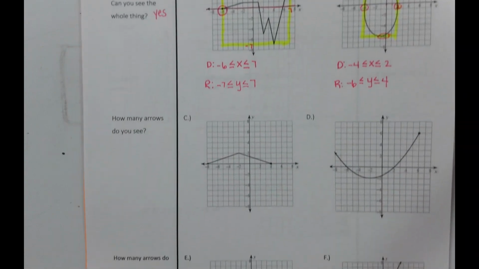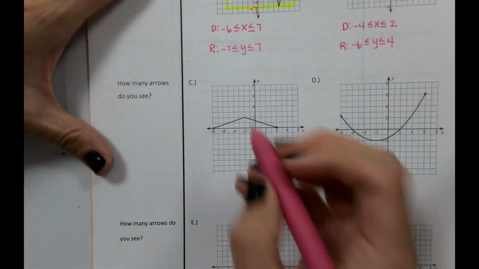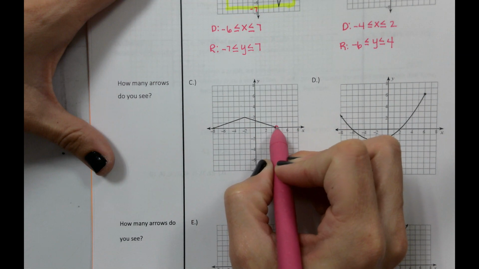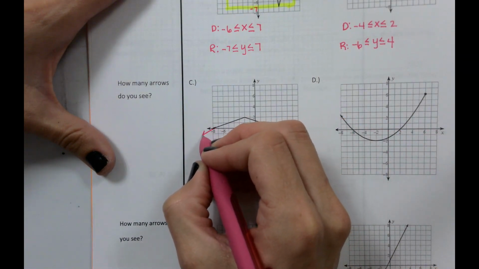Okay, so this one says, how many arrows do you see? If you look really close, there is a dot right here at -4. But on this side, it's an arrow, so it keeps going.